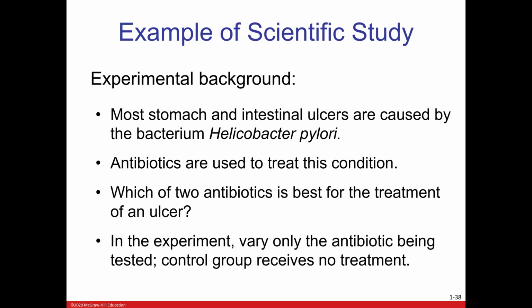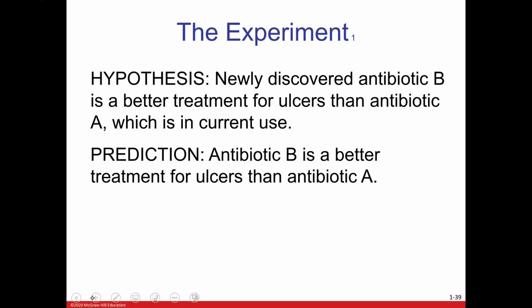We also know that because bacteria are causing this disease, we can treat it using antibiotics. If we are trying to figure out which antibiotic is the best treatment, we can run an experiment. In this case, we're looking at two different antibiotics, and we think antibiotic B is better than antibiotic A. We have discovered this new antibiotic B, and we believe it's better than antibiotic A, which is what we use all the time.